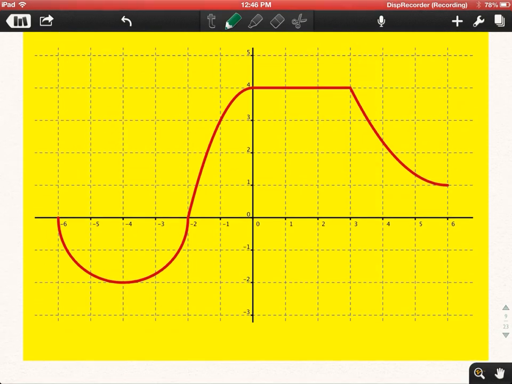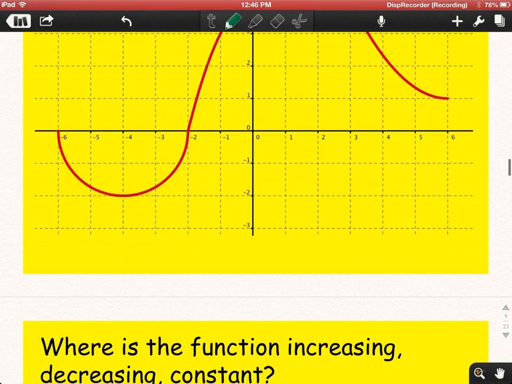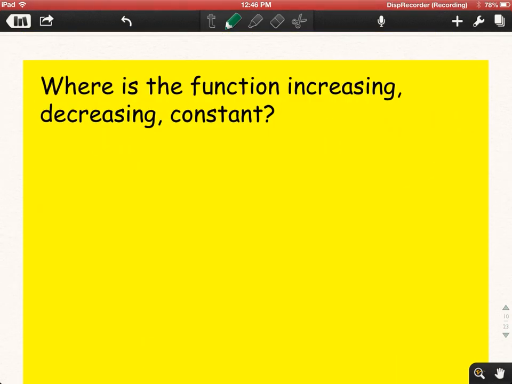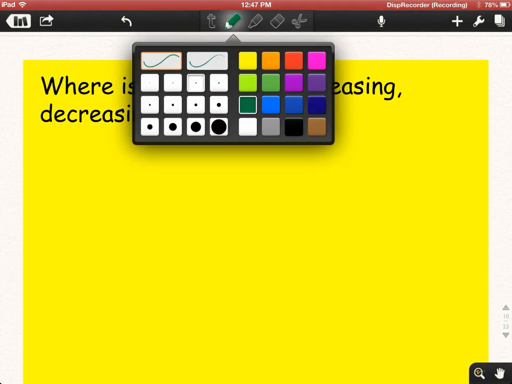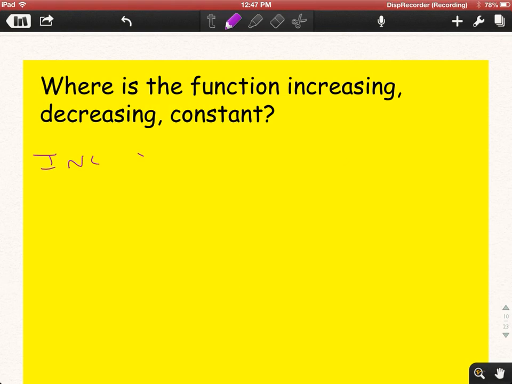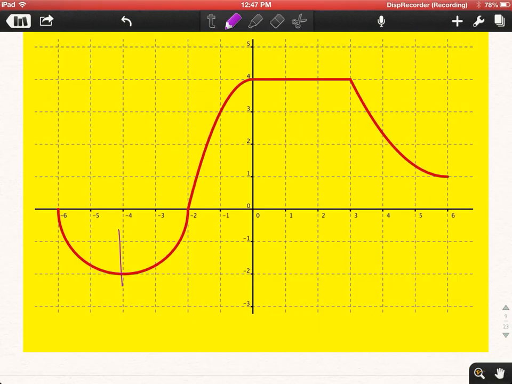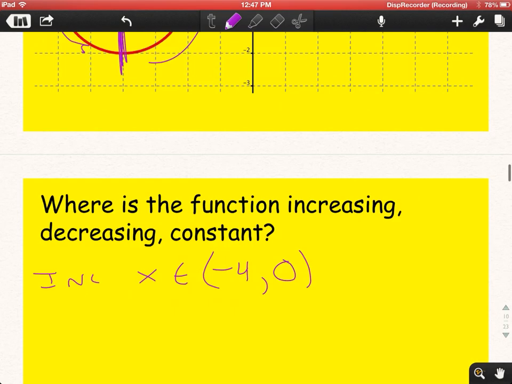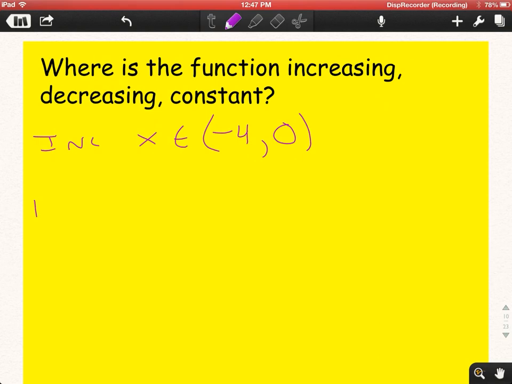Let's take a look at another, maybe more complex picture. So let's see if we can find increasing, decreasing, and constant. So let's start with the increasing first. So increasing, x is going to increase from negative 4, and it's going to increase all the way until I get to 0. So from negative 4 all the way to 0 is an interval of increasing. And that's it, right? This is going to be a constant, this is going to be a decrease, and this is going to be a decrease. So my only increasing interval is going to be negative 4 to 0.